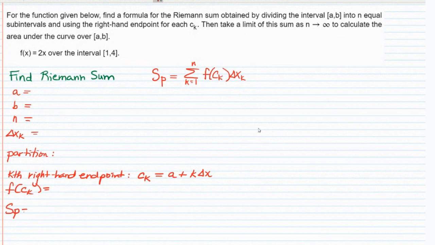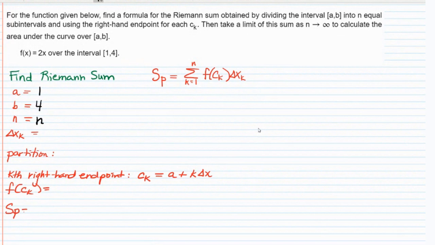A is referring to the left-hand endpoint of the interval from 1 to 4, which would be 1. Yes, good. And then B would be 4. Good. Now, n, when we're estimating the area under a curve, n could be however many rectangles we want to use. But in a Riemann sum, n is left as a variable. It can be any quantity. In other words, we're looking for a formula regardless of how many rectangles.